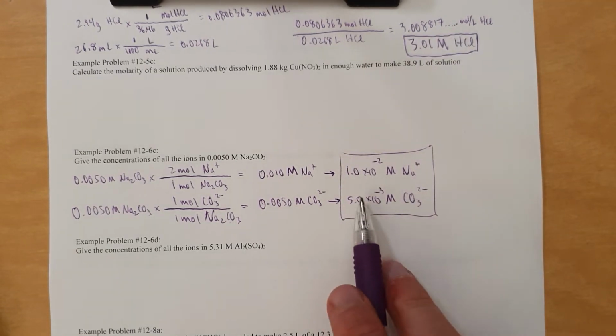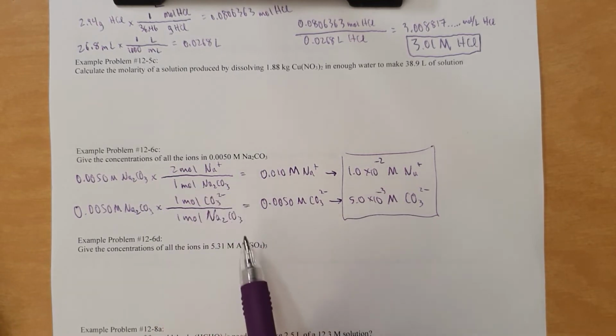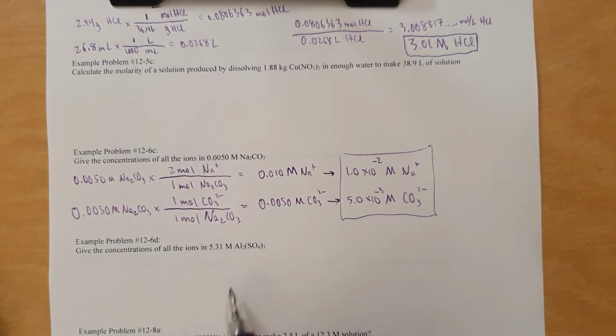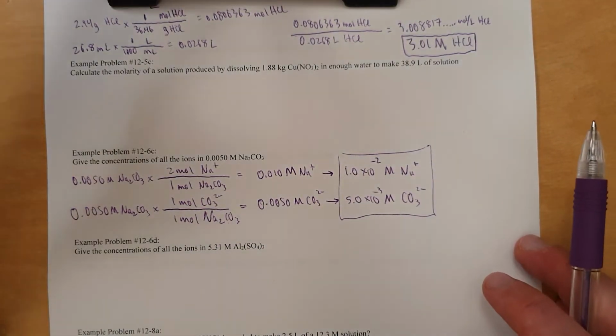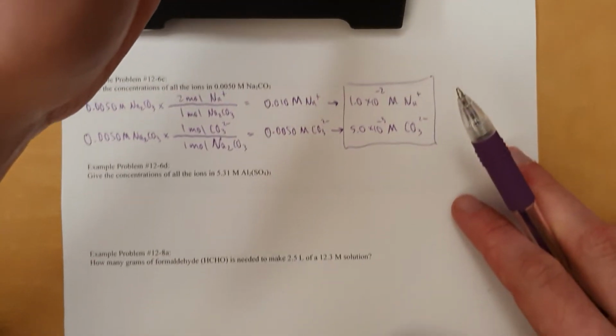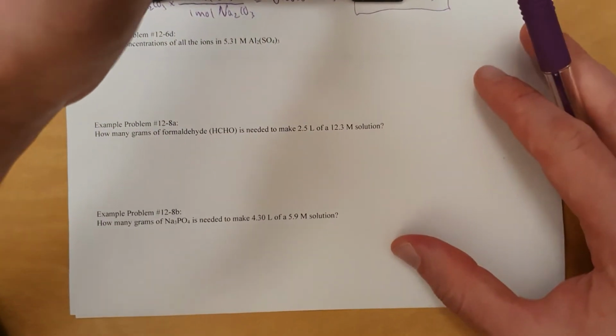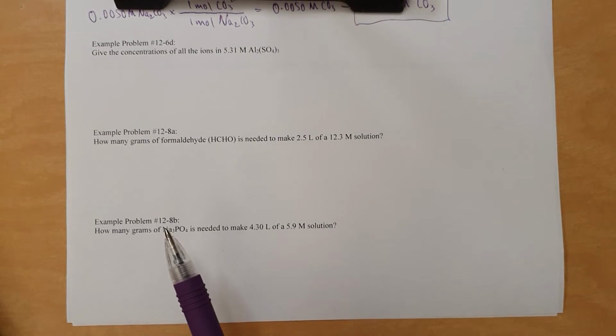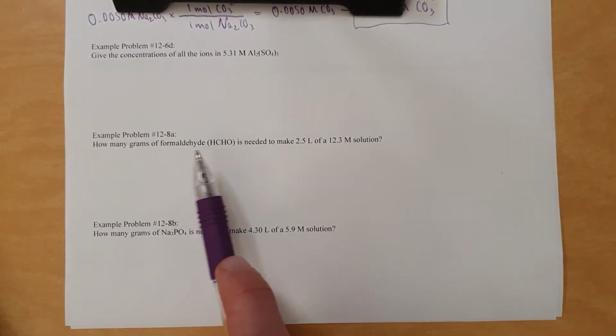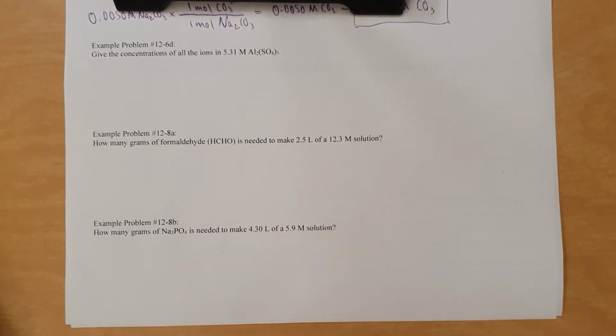Alright, that's the process you go through, this sort of conversion factor. You're going to follow the same pattern down here. Okay. Onward then. Let's look at how many grams of a chemical you need to make a particular concentration.